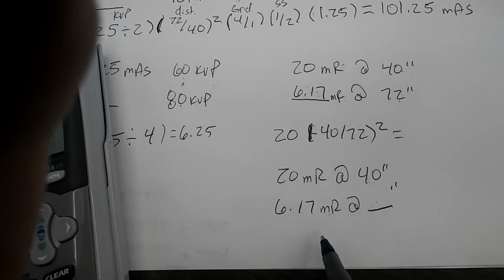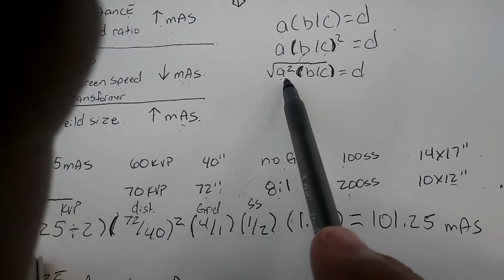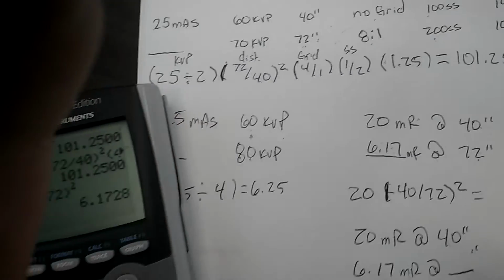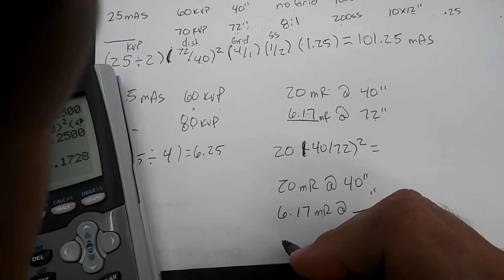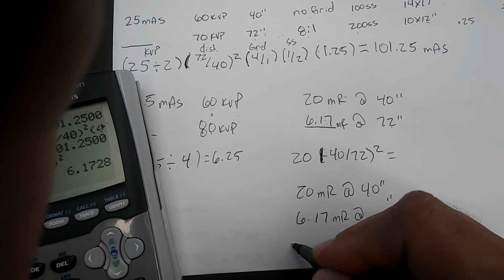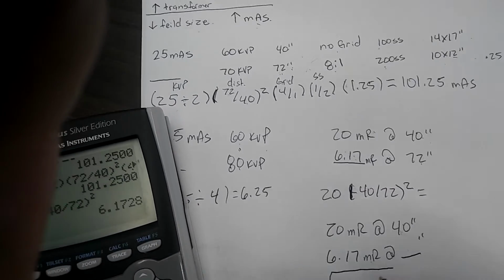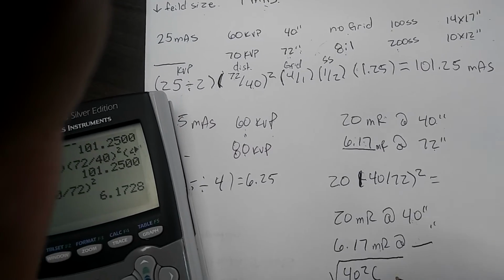Same thing down here. I'm going to use this formula, the square root of A squared times B divided by C equals D. And how I would do that would be the square root. I'm going to write this down. If I lose focus, it's hard for me to look at both. The square root, right? We only have one distance measurement, 40 squared, times, right?